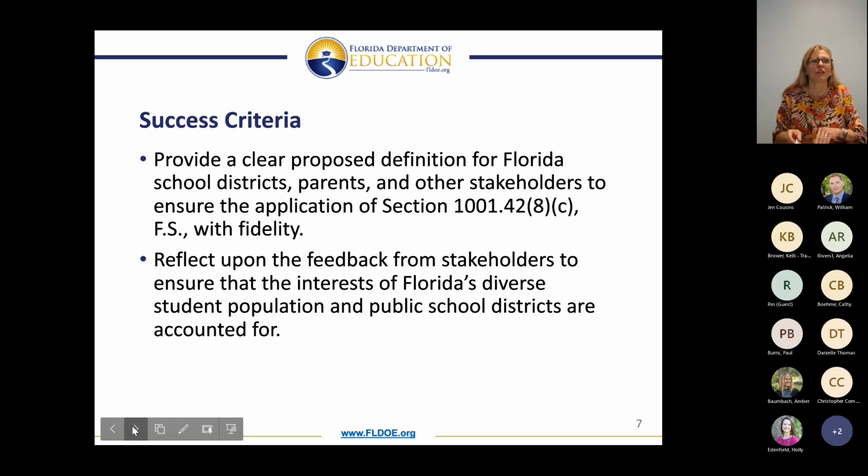Our final item for review is our success criteria. So we know that our work is grounded within these two criteria. So I think it's worthwhile to start the meeting by making sure we're all clear on that criteria. The first being to provide a clear proposed definition for Florida school districts, parents, and other stakeholders to ensure the application of Section 100.428C Florida statute with fidelity. And secondly, reflect upon the feedback from stakeholders to ensure that the interests of Florida's diverse student population and public school districts are accounted for.